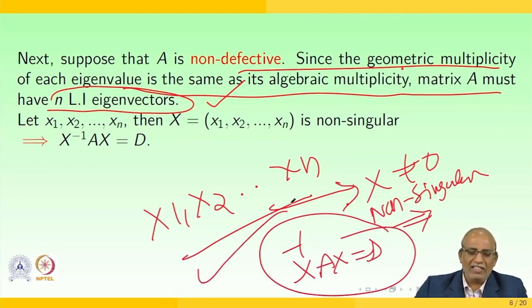So, the idea is that if the matrix is defective, then we will not be able to diagonalize it. And if the matrix A is non-defective, since the geometric multiplicity of each eigenvalue is the same as its algebraic multiplicity, then you will have n linearly independent eigenvectors. Thereby, you are able to get a matrix X not equal to 0 such that X inverse AX is equal to D.